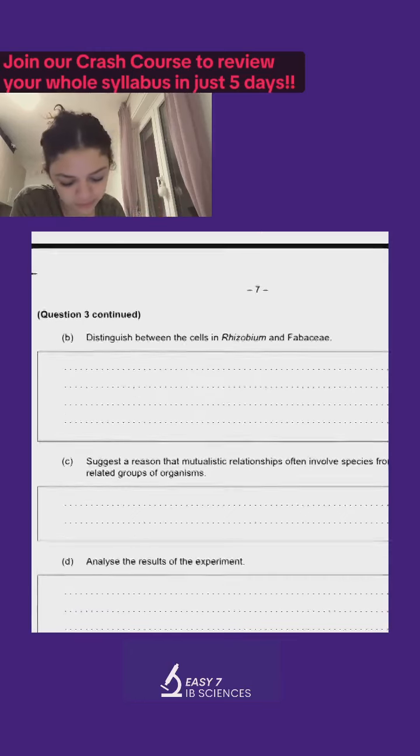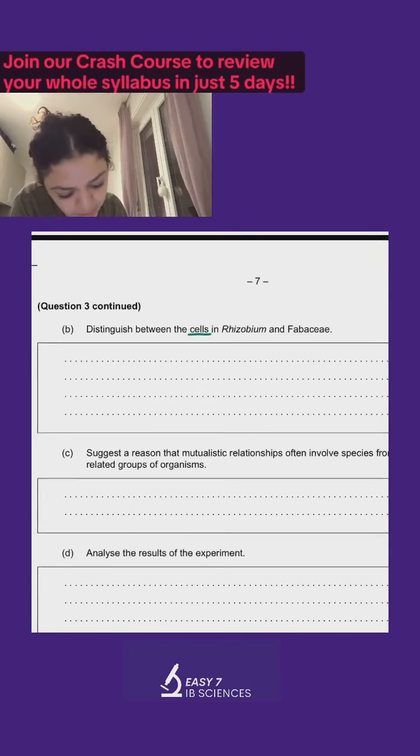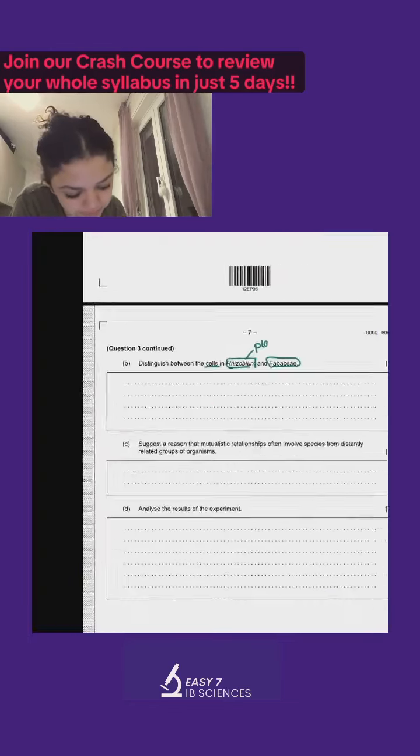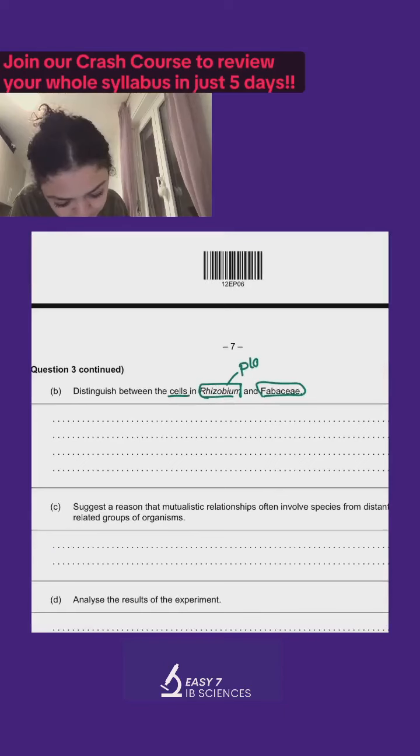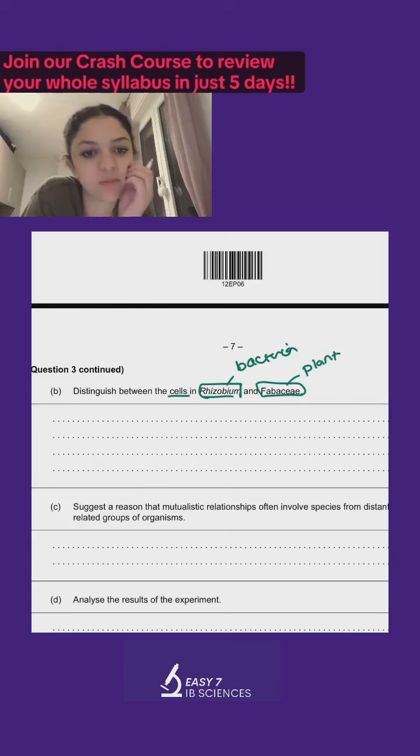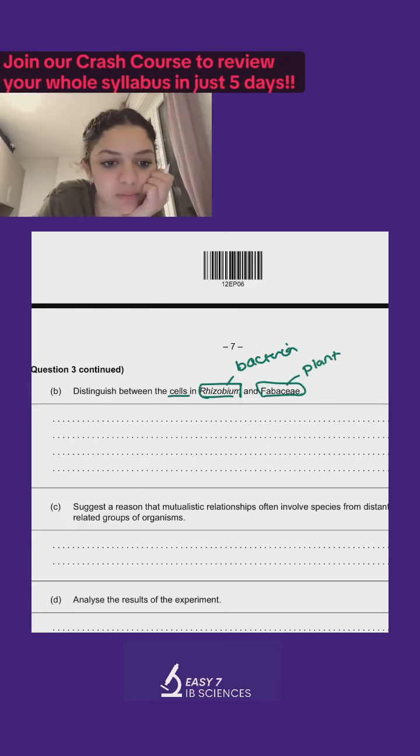Okay, we're going to move on to the next one. It says distinguish between the cells in Rhizobium and Fabaceae. This one is just a knowledge question. So this is the plant. Wait, let me double check. I forgot. No, sorry, this is the bacteria, but they tell you. And this is the plant. So hopefully this is easy. What's the difference between a plant cell and a bacterial cell? One of them is prokaryotic, and one of them is what?